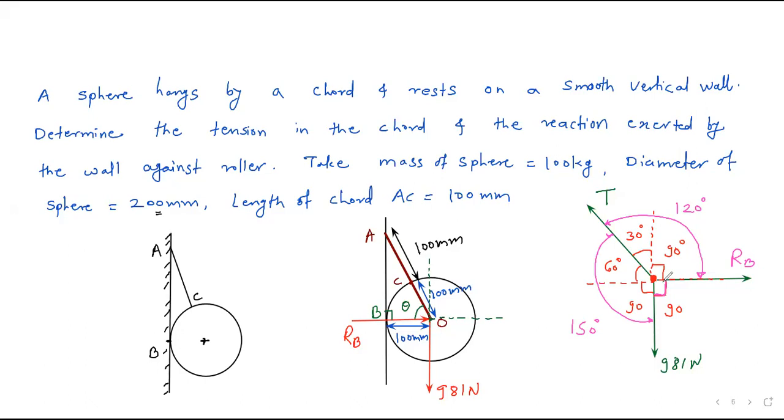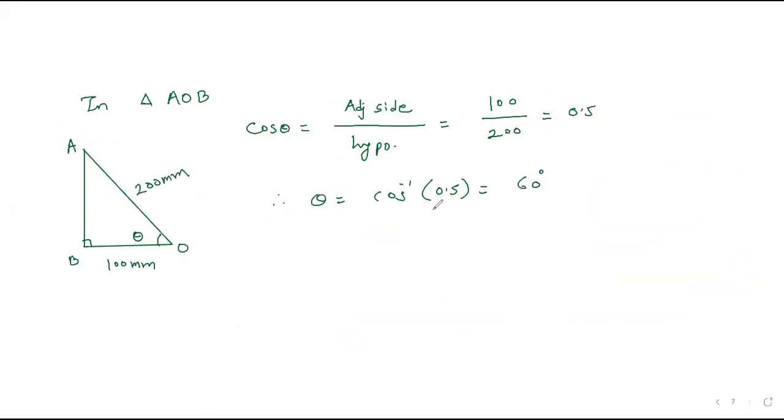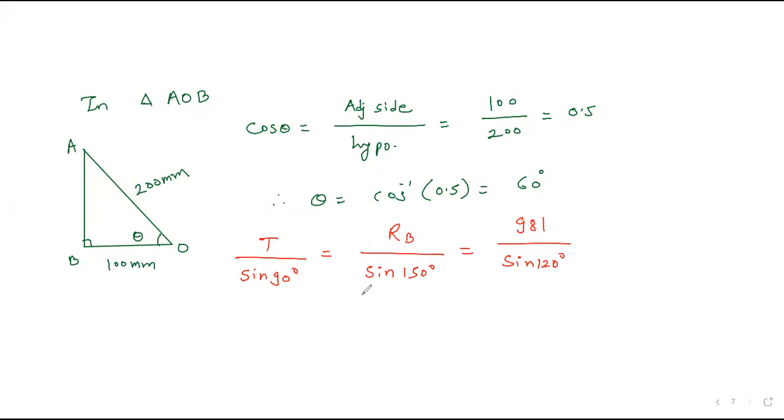Now you can use Lami's theorem for this. If I write the terms using Lami's theorem, what do I get here? I will get T divided by sine 90 must be equal to R, that is RB, divided by sine of 150, which is equal to 981 divided by sine of 120. Now from this you will get the value of T and the value of RB. Calculate these values and let me know the answer.